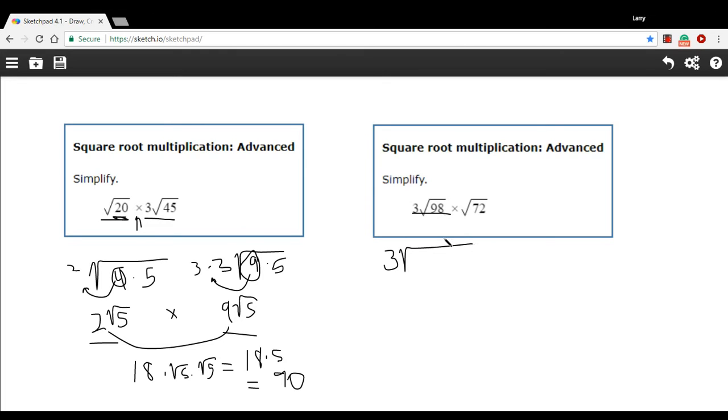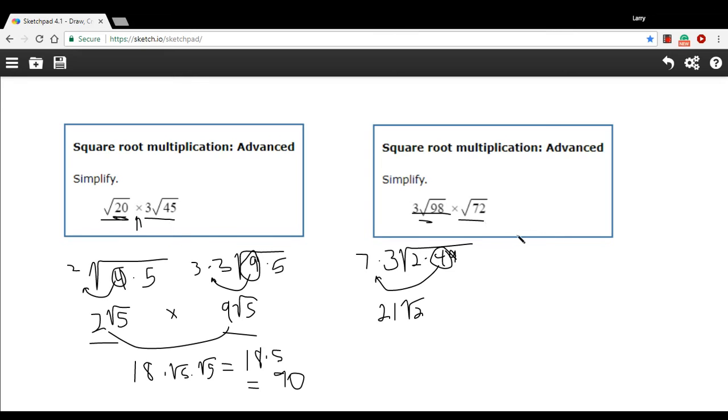And let's see, 98, if we divide 98 by 2, we get 2 times 49. And that's handy because the square root of 49, we can pull that out and it becomes a 7. So out here we have 7 times 3, and then what's left inside is just the square root of 2. So 7 times 3 is 21 times the square root of 2. Okay, so that's this chunk simplified.